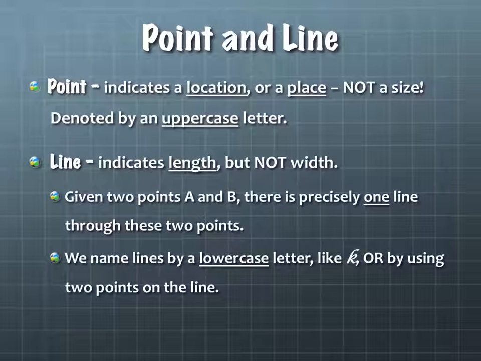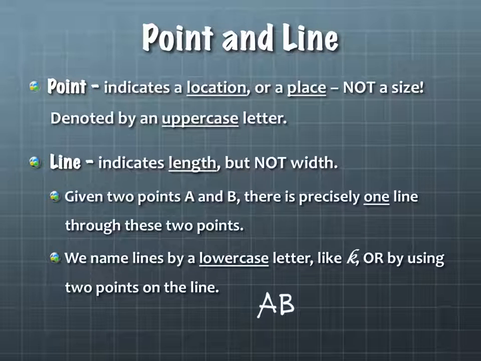A line indicates length, but not width. Okay, so there's no thickness to a line. There's a couple of different ways that you can write line notation. So if you're given 2 points A and B, there's exactly one line through the 2 points. We name lines by either a lowercase letter, K, and it usually looks kind of scripted when you see it in print, italicized, okay? Or by using 2 points on the line. And it can be any 2 points on the line. Now, if we've already identified points A and B, we can use those.